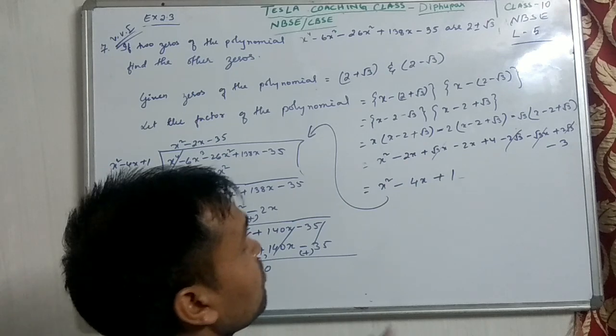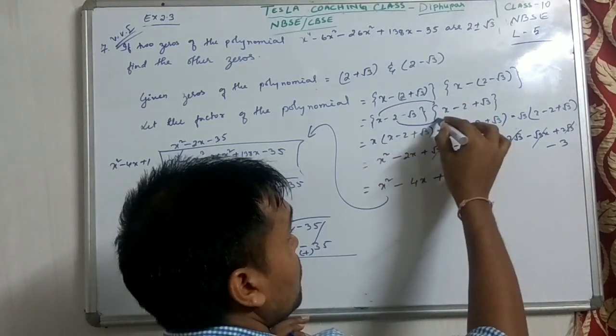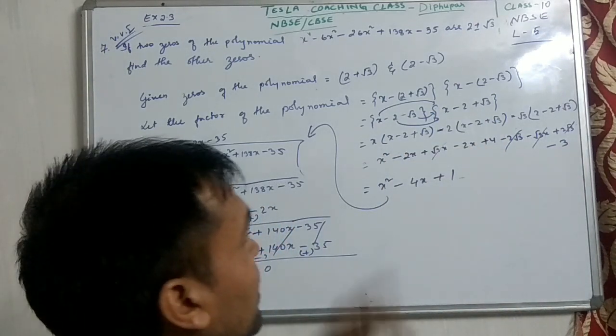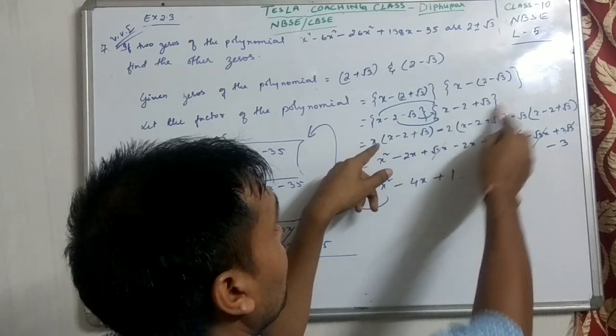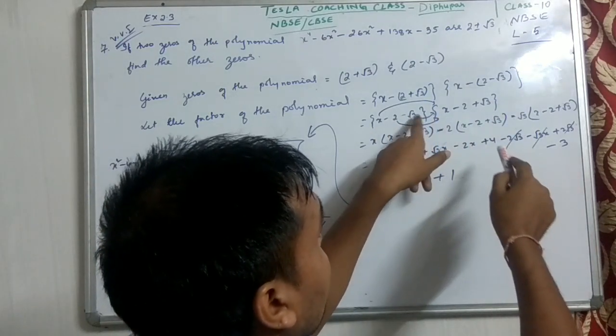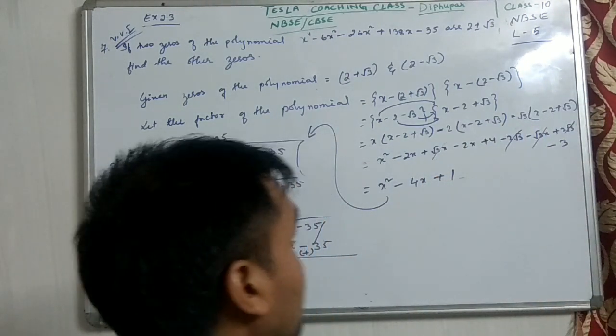Now what we are doing: with this x we are multiplying the whole, then again with this 2 we are multiplying the whole, again with this root 3 we are multiplying the whole. So we have written here x into the whole thing, again minus 2 into the whole thing, again minus root 3 into the whole thing. I hope you have understood it.